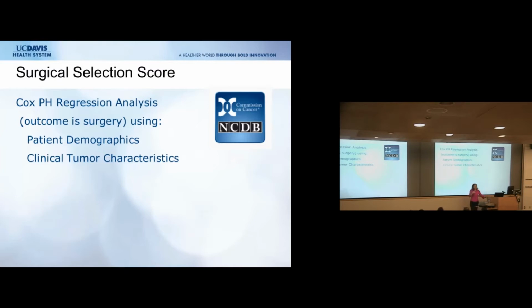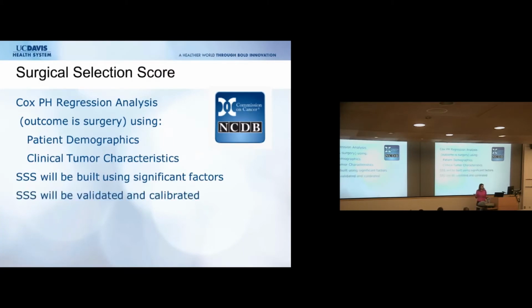So we're going to use all the decision points that we use in our practice. So age, gender, other comorbidities, etc. All the things that we think about in clinical practice that affect our decision to operate on patients. So once we have this regression, we will use the significant factors to create our score. Then we're going to validate and calibrate the score.